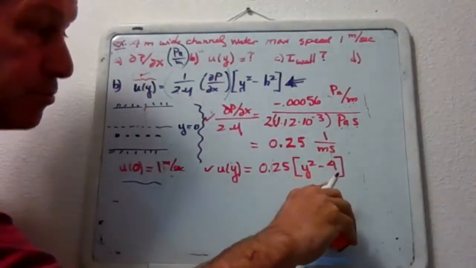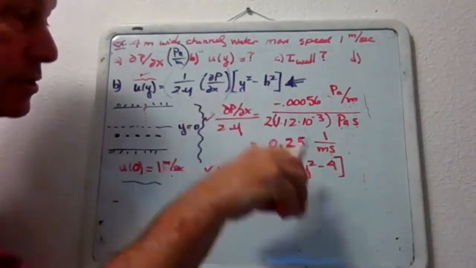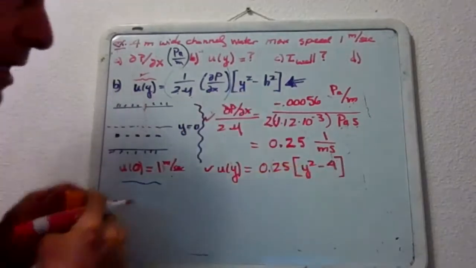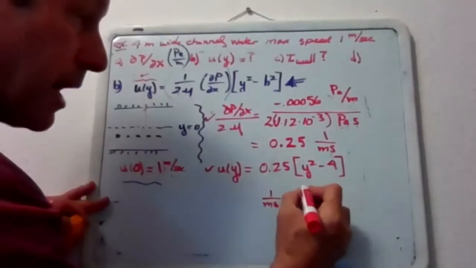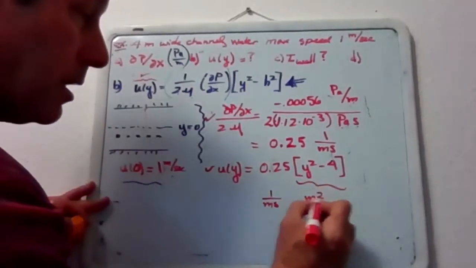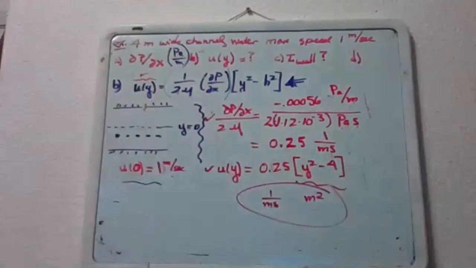What kind of units does this bracket have? Well, h is in meters, so this would be meters squared. So taking a look at the units, this is 1 over meter seconds, and then this bracket right here is meters squared. And you guys can do that yourself. That's going to simplify really nicely.